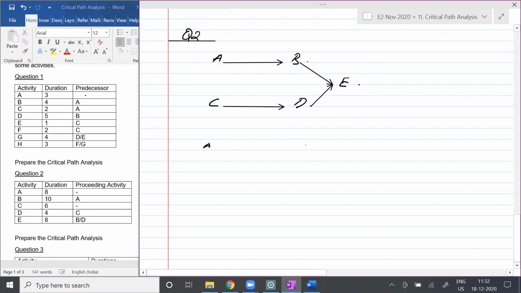So I'll put A, B. Here I'll put E. Here I will put D. Here I'll put C. I'm just doing the box method without drawing the box. Is that fine, Malik? Yes or no? Just to save the time.